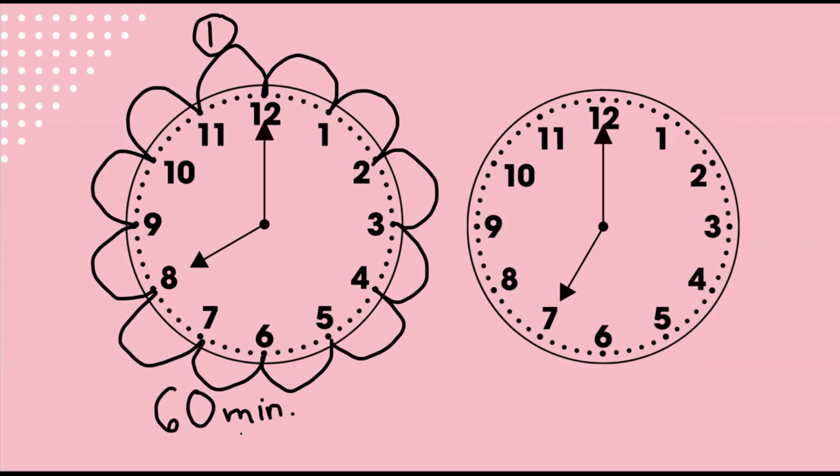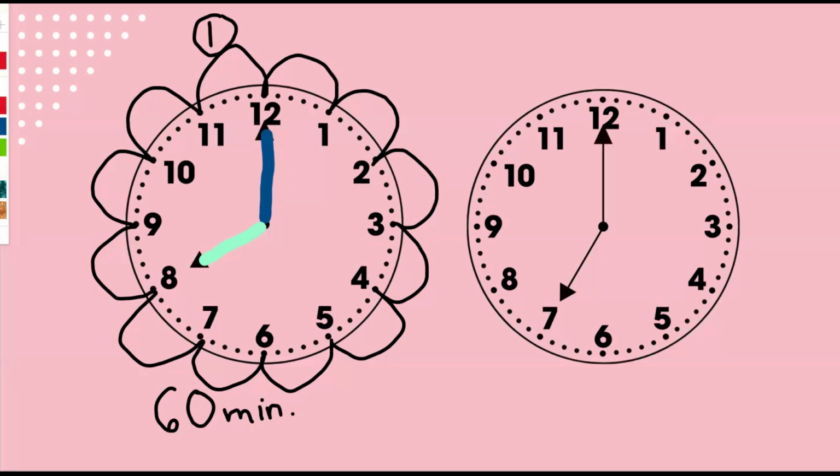Now take a look, I put MIN period. That is just the abbreviation or shortened version of the word minutes. Okay, now we have gone over again our minute hand and of course our hour hand. We know that there's 60 minutes in 1 hour, and we also want to think about how our hands move on the clock.